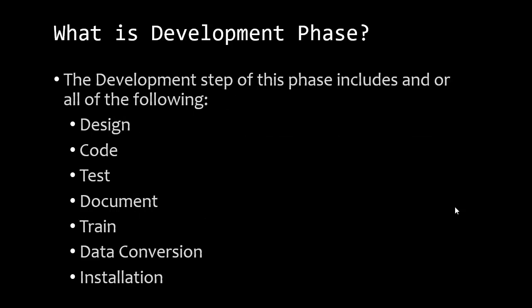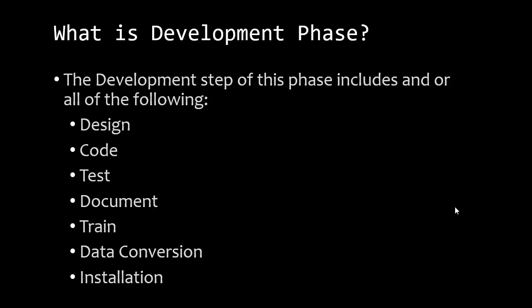The development steps at this phase include some or all of the following: basically design, code, test, document, training, data conversion, and installation. All of these can take some time, and it usually requires a coordinated effort to really put this thing together to make sure we stay on track and on budget as we go through it.